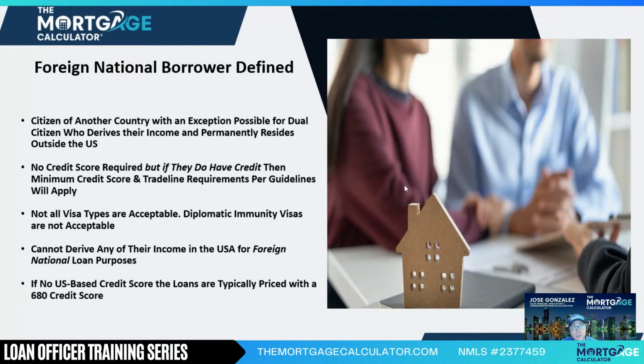Now, we do have an exception possible for dual citizens, a U.S. citizen and a citizen of another country, where this borrower derives their income and permanently resides outside the U.S. and has done so for the majority of their life. They just maybe happen to be born here and then grew up and lived somewhere else and have established their whole life. We do have an option for that. But 9 times out of 10, they're going to be a citizen of another country and they are looking to buy either a second home or an investment property here in the U.S. Can never be a primary residence here.